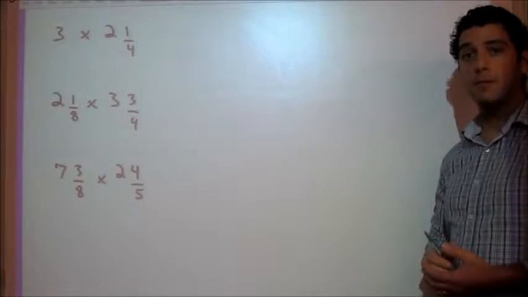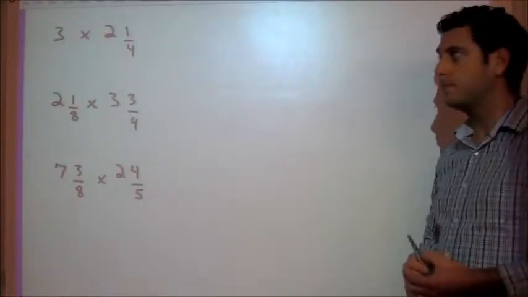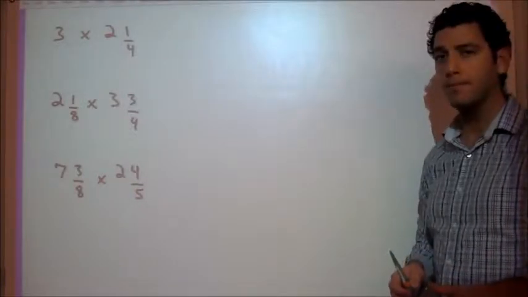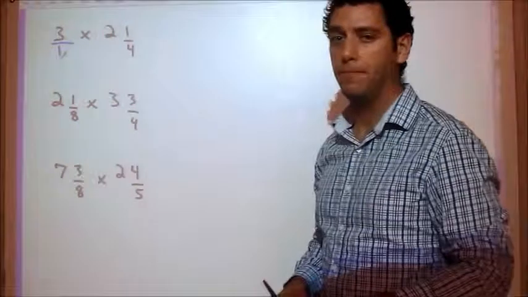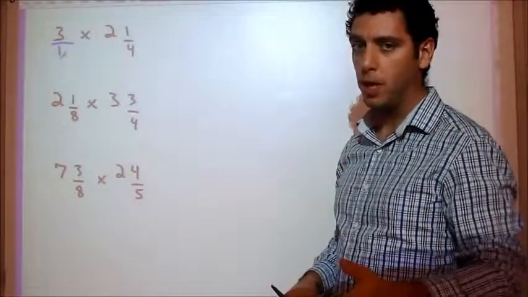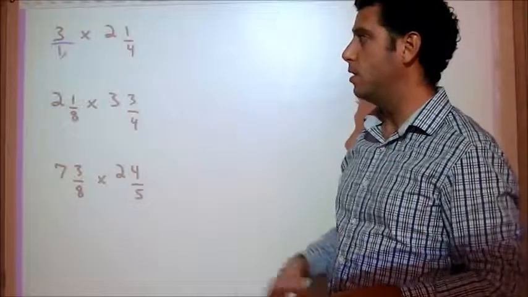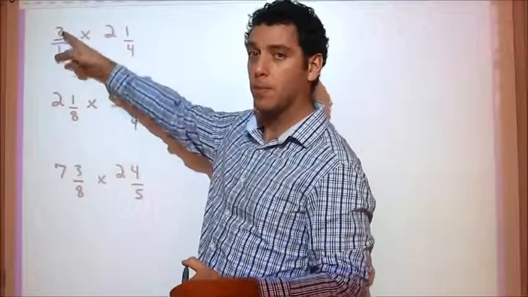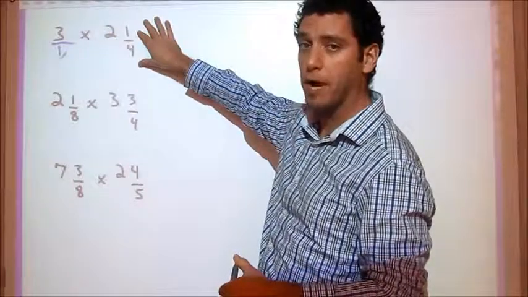Let's try a few more problems. 3 times 2 1/4. Now, any whole number can be written as a fraction over 1, because if you divide any whole number by 1, it retains its value. It doesn't change. So doing that can help us multiply straight across once we have our improper fraction over here.